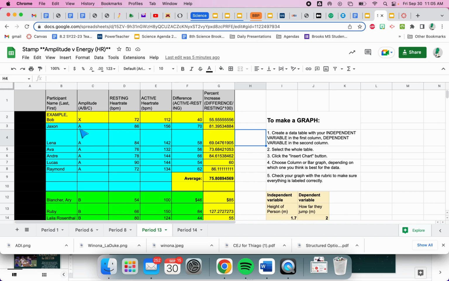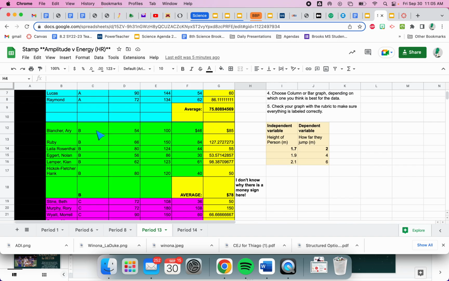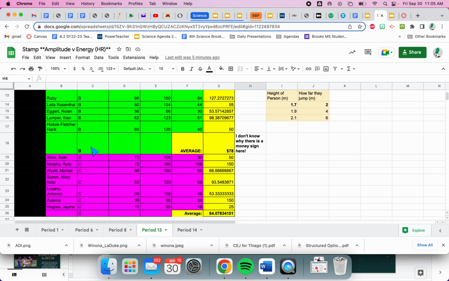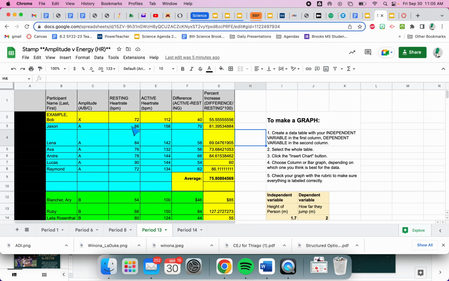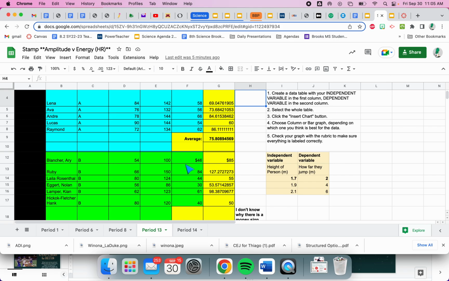We have amplitude, and these kids measured the A amplitude, the low. These kids did the B amplitude. These kids did the C amplitude. Before they did it, while they were standing around, this was their resting heart rate. After 30 seconds of moving that battle rope, this was their active heart rate, and the difference between that was 70 beats per minute, or an 81% increase. So you can see everybody has a slightly different increase. So instead of using all of this data, we just have the average right here. Okay. Now, that's how you read this data.